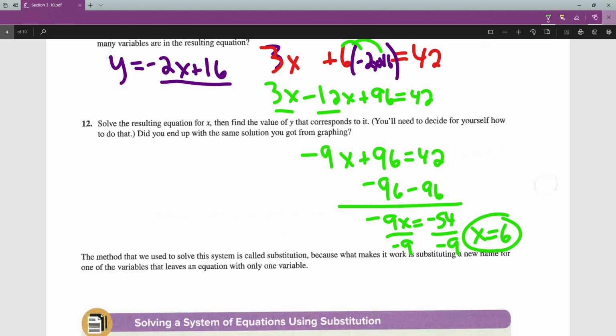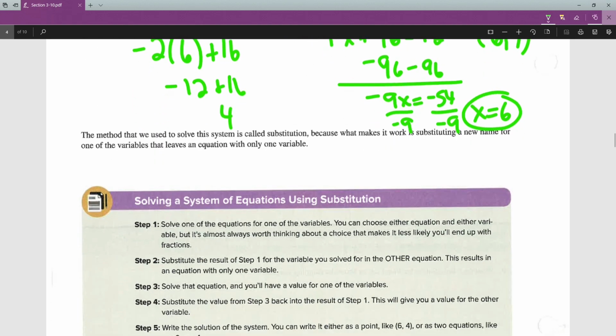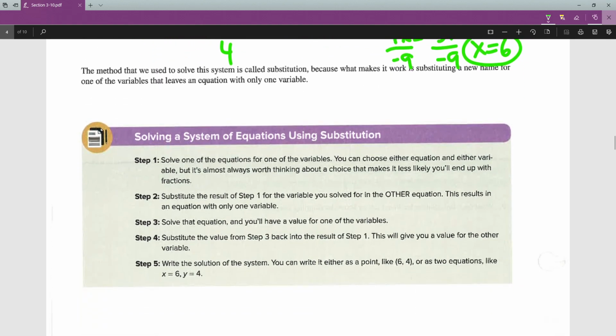You then would plug 6 back in up here. Negative 2 times 6 plus 16. Negative 12 plus 16. We do indeed get 4. So we got the same solution. We got the solution of 6, 4. So rather than doing it graphically or by the table, we're able to do it algebraically. The steps are listed here. You can certainly follow that and read through that.